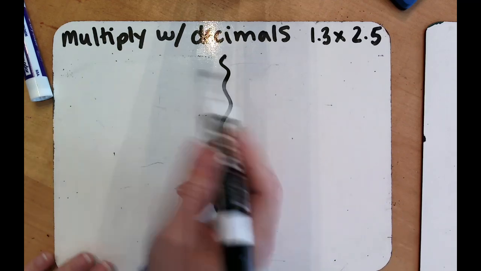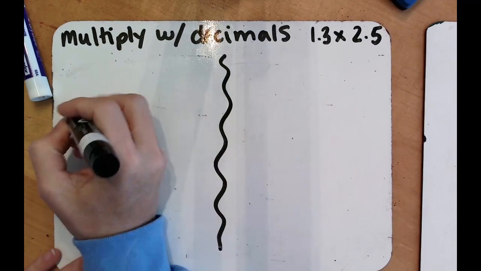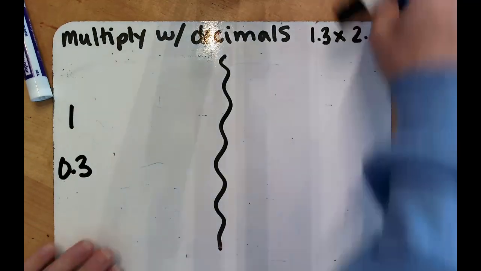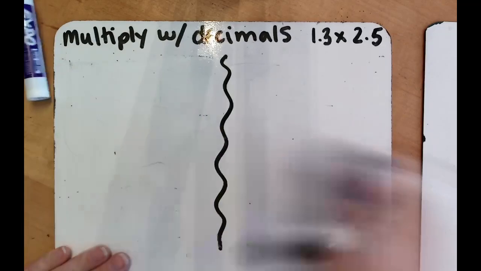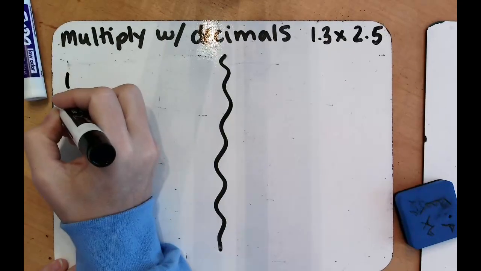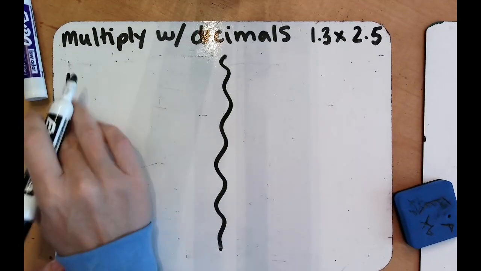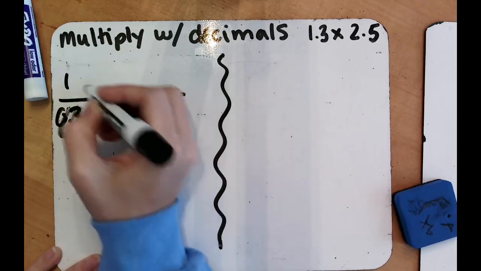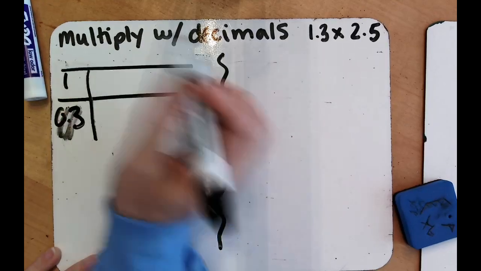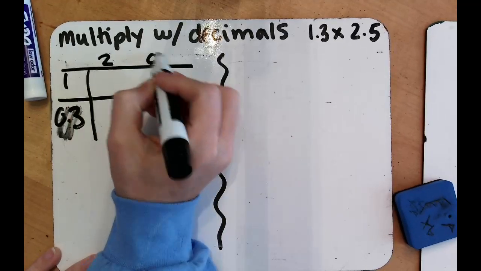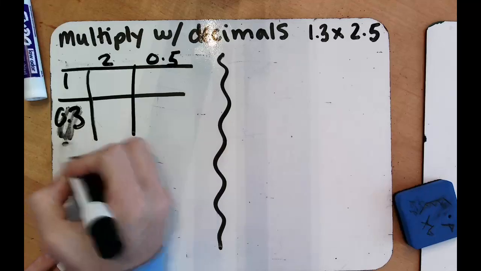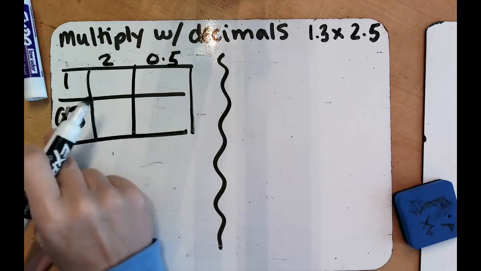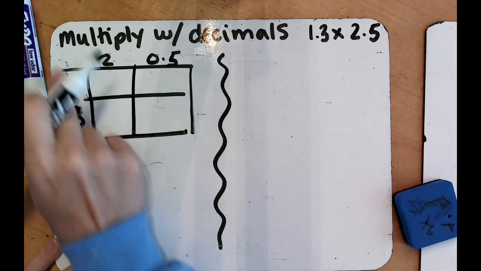All right, so to do this, we're going to expand these numbers into expanded form. So we have 1 and 3. Actually, let me make that smaller so I have room to add. And then I'm going to have 2 1/2. Making our area model. This one's really messy. I apologize.